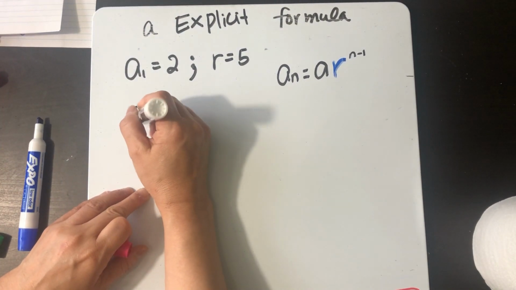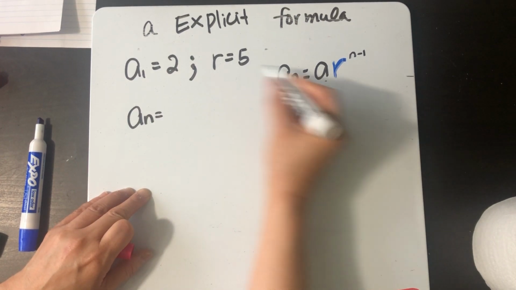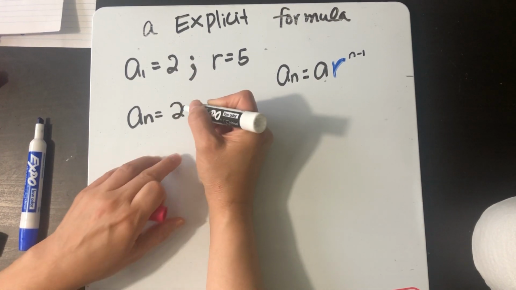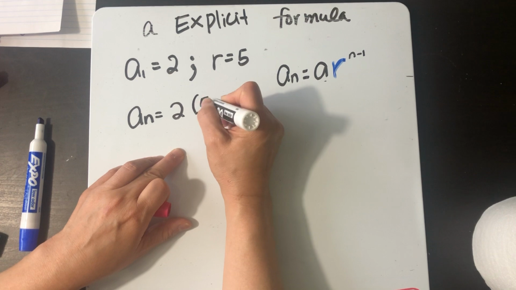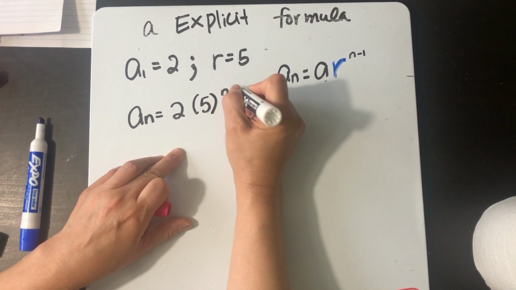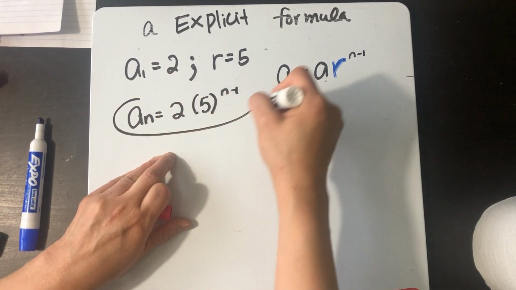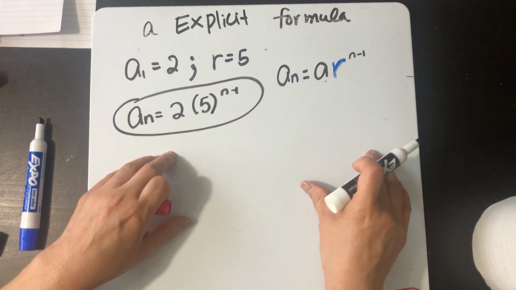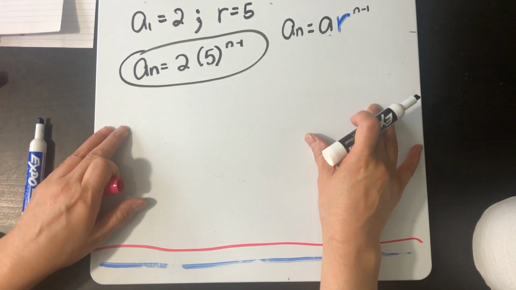So an, the first one is 2, and then r is 5. So 5, and then you write n minus 1. So this will be the answer. Pretty easy, right? Okay, so let's look at the next one.